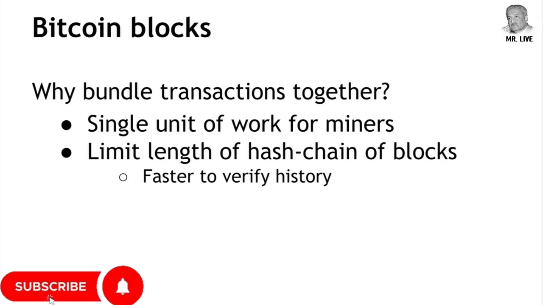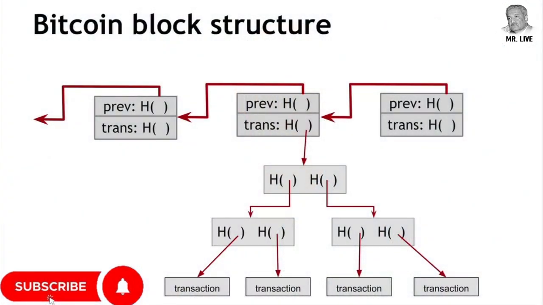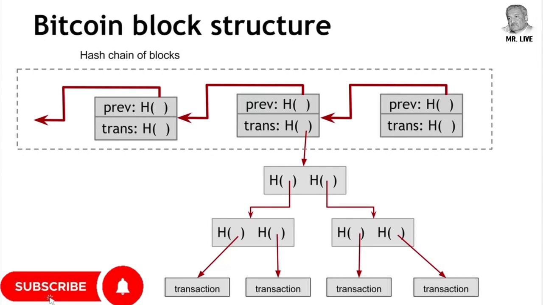It also makes the hash chain of blocks shorter because we only need one block for a large number of transactions. And that's going to make it easier for us to verify the blockchain data structure. So what does the blockchain data structure look like? It's a pretty clever combination of two different hash-based data structures. So on the top here, we have a hash chain of blocks. Each one has a block header and then a pointer to some transaction data, as well as a pointer to the previous block in the sequence.